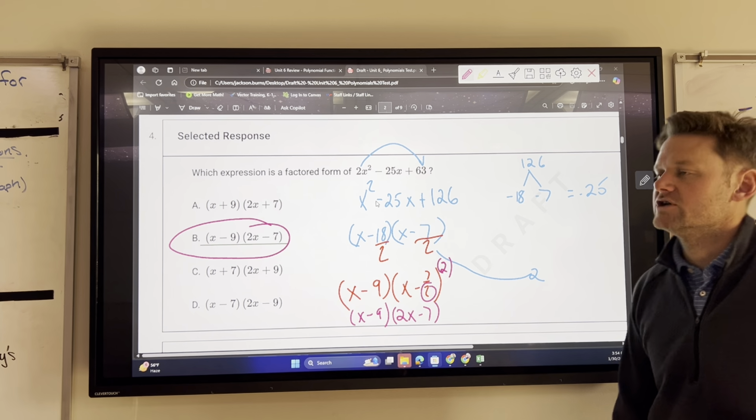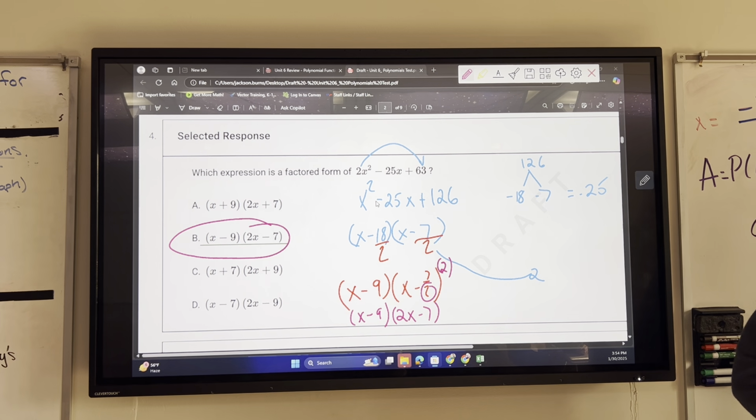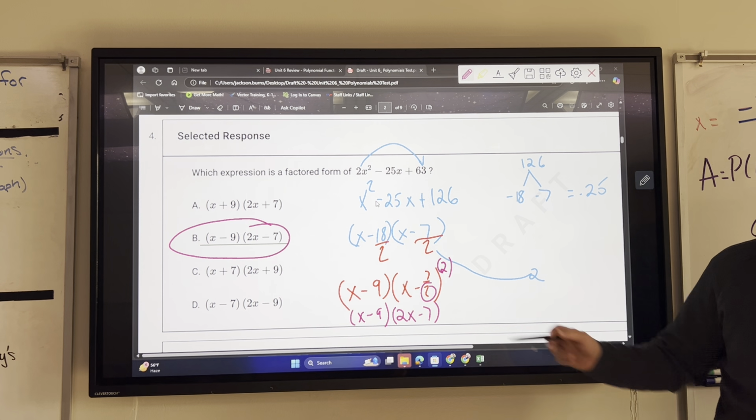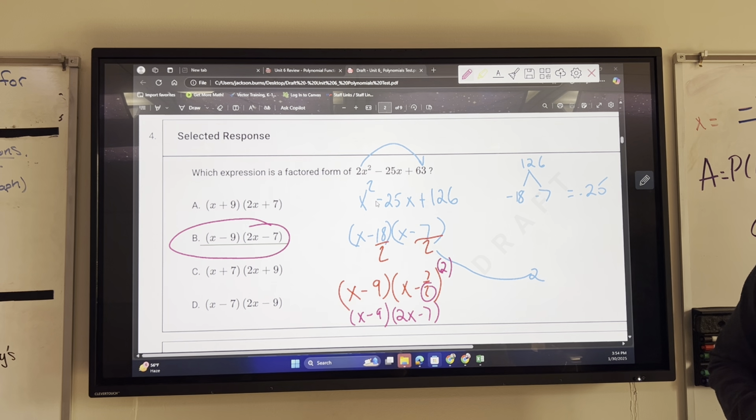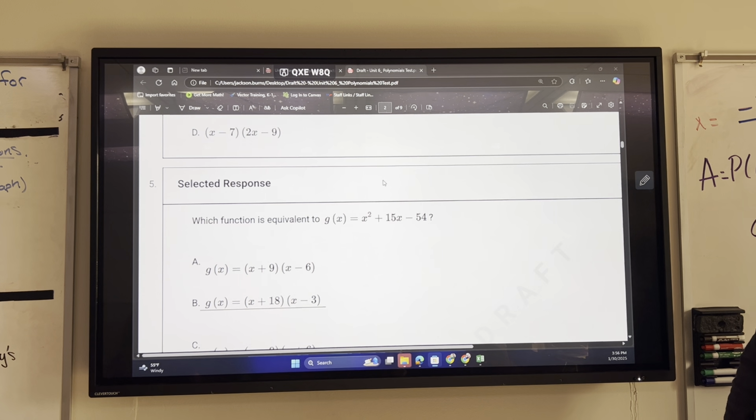All right, so just factoring with a leading coefficient, right? Put your baby in the corner, bring it back. Make sure you get rid of the denominator of that fraction by multiplying that parentheses only by that. All right, we'll move on to the next one, number 5.